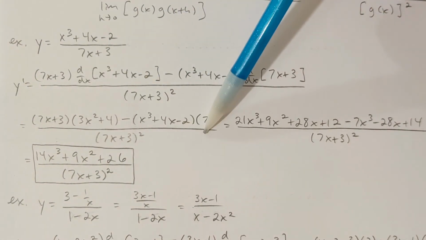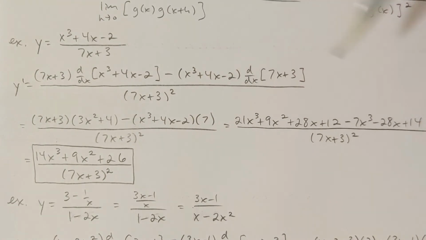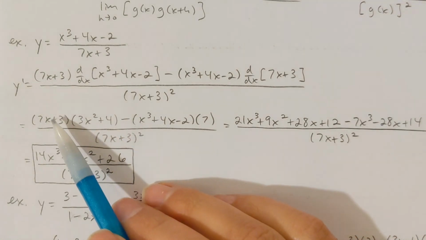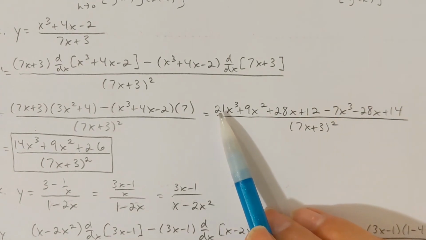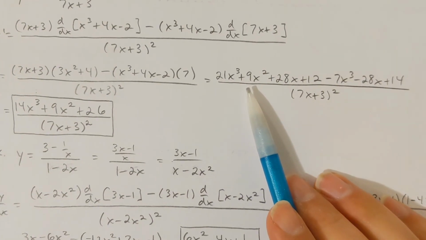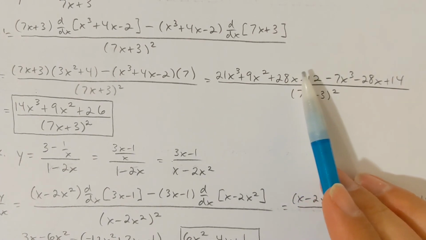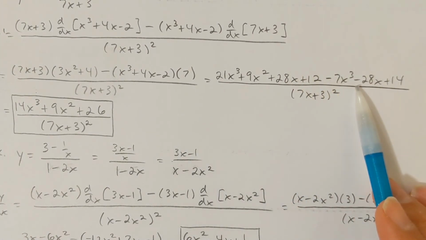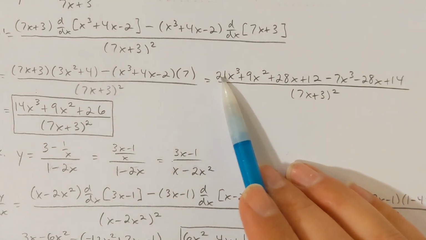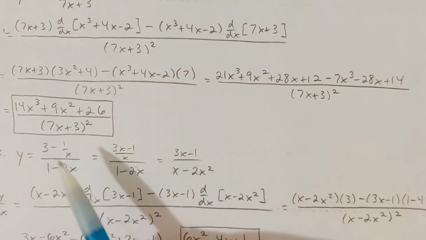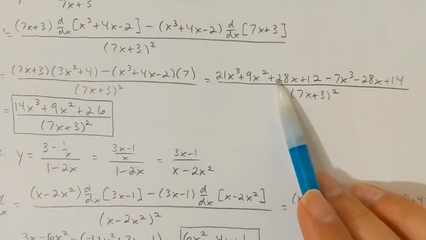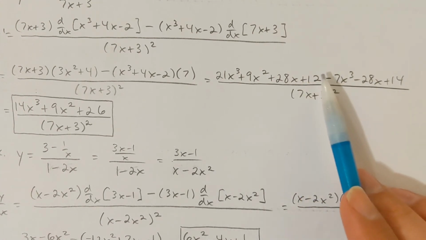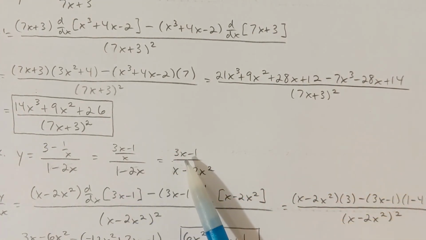Okay, now at this point, I would just simplify as far as possible. So I would need to FOIL this part out, distribute the 7, and that's what I've done in the next line here. And okay, it looks like we're going to have 28x minus 28x, those terms cancel. And then I can combine my other like terms. 21x cubed minus 7x cubed is 14x cubed, plus 9x squared. Again, these terms have canceled. And then 12 plus 14 is 26.